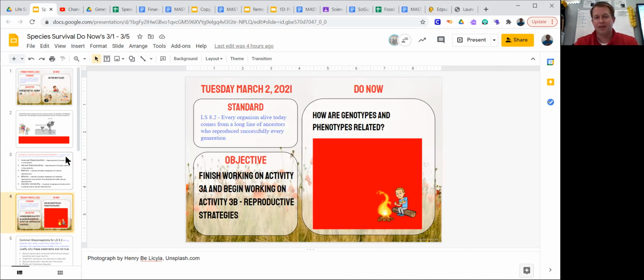Genotypes and phenotypes are related because the genotypes tell the phenotype what to show or what to be present. So the genotype would be the two alleles. So in our Rebop lab, that would be like capital B, capital B. And then the phenotype would be the physical characteristics, what to show in that organism. And so that would be 3 body segments.